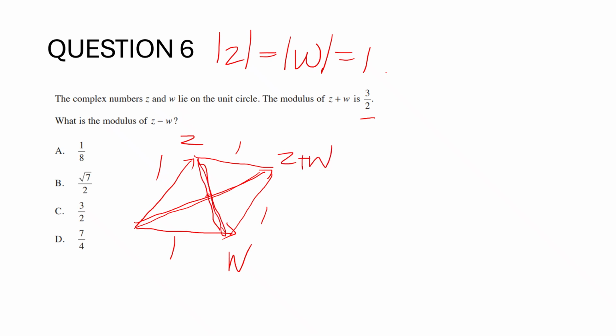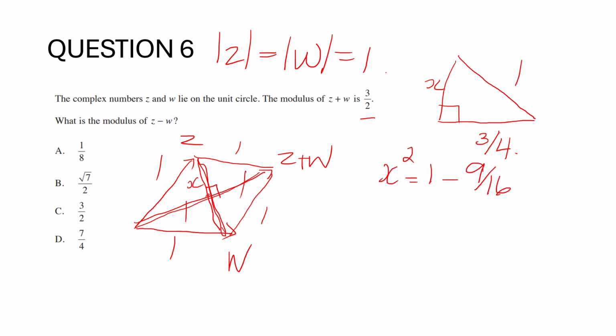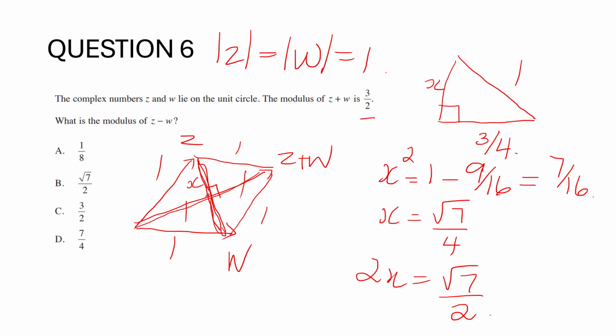We know that the diagonals in a rhombus meet at right angles, so this is reduced to Pythagoras' theorem. I'm going to call that x. And the diagonals also bisect one another, so half of 3/2 is 3/4. And that's 1. So x squared is equal to 1 take away 9 on 16, which is 7 on 16. And so x is equal to root 7 on 4, but we want to double it, so it's going to be root 7 on 2, which is B.